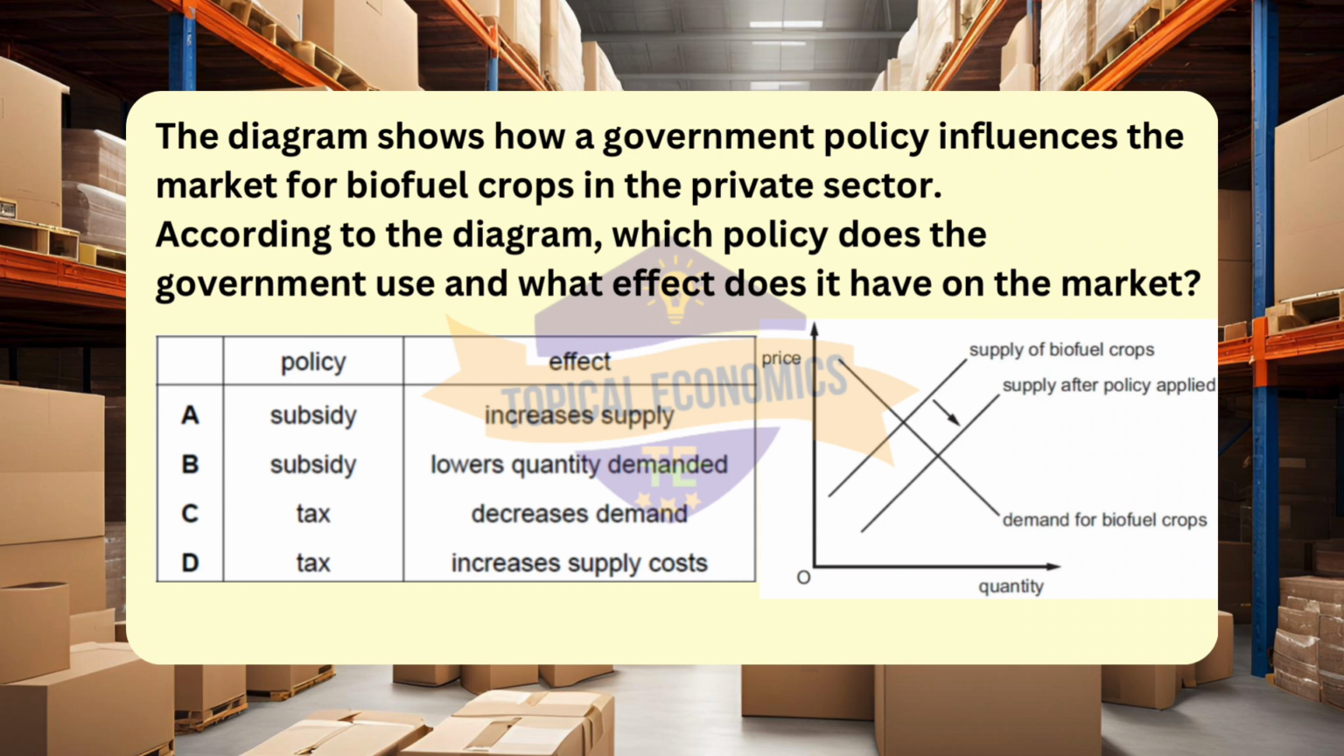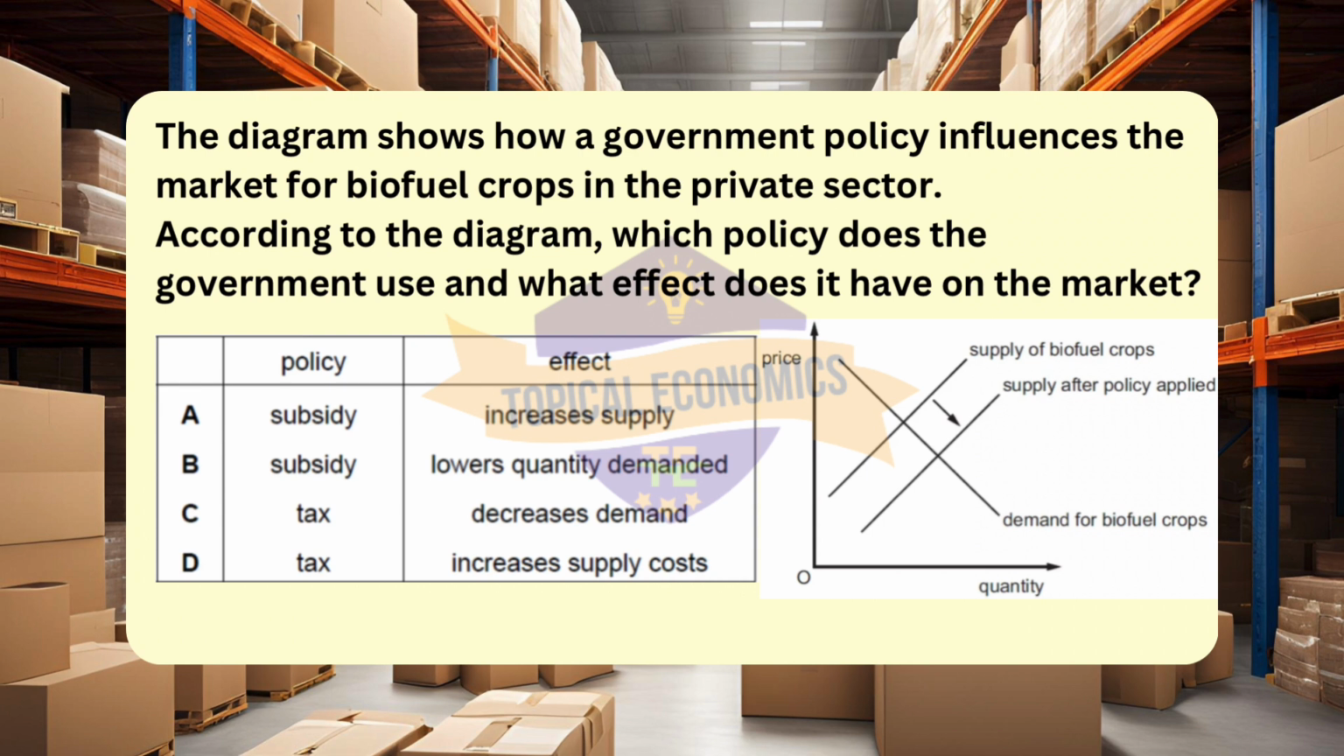A subsidy is a financial assistance given by the government to producers, which reduces their cost of production and makes it more profitable for them to produce the good or service. In this case, the subsidy would lower the production costs for biofuel crop producers, leading to an increase in supply. As a result, the supply curve shifts to the right, allowing more biofuel crops to be produced at each price level. The effect of the subsidy on the market is that it increases supply.